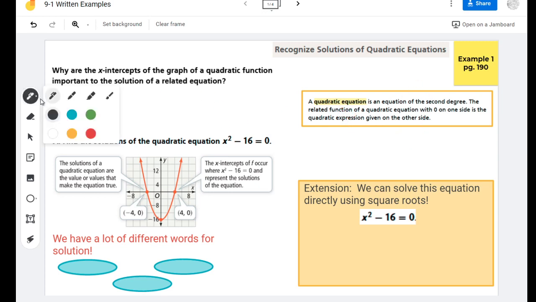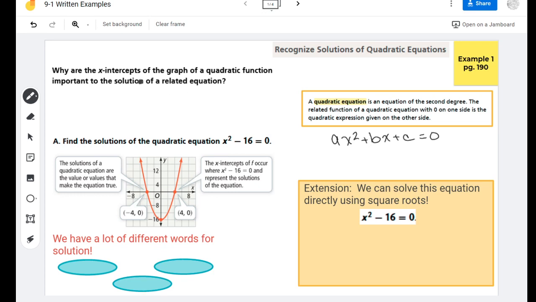Usually we'll be dealing with what's called standard form of a quadratic equation, which looks like this. Ax squared plus bx plus c equals 0. If it's not in that form, 9 out of 10 times you need to get it in that form before you can do anything with it.